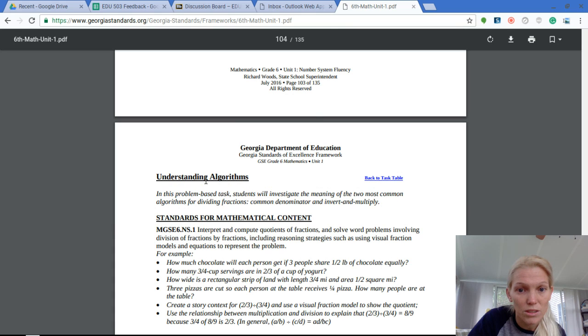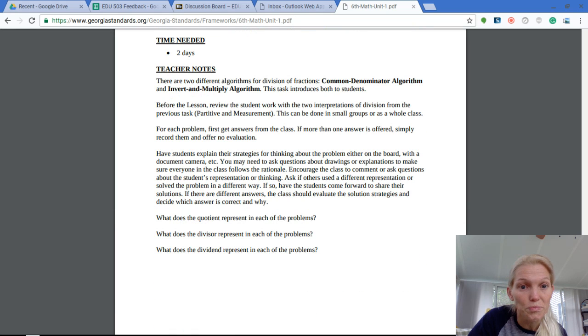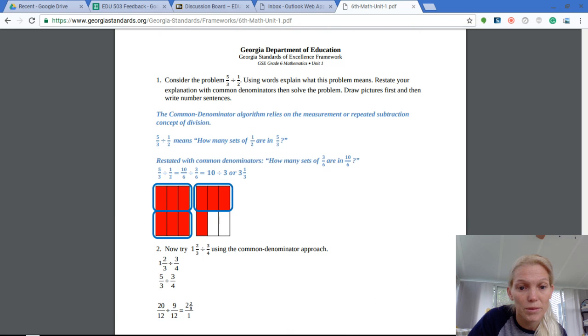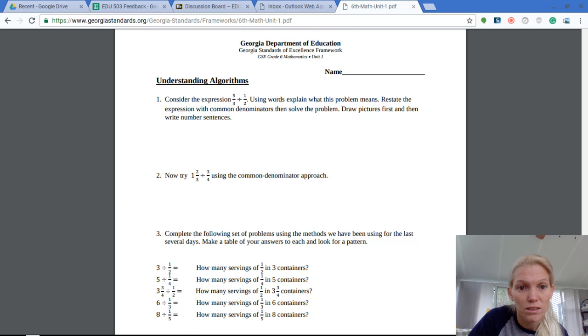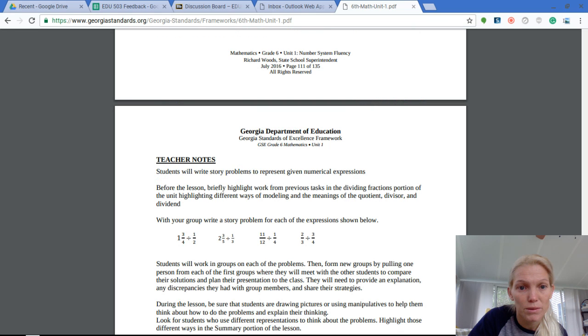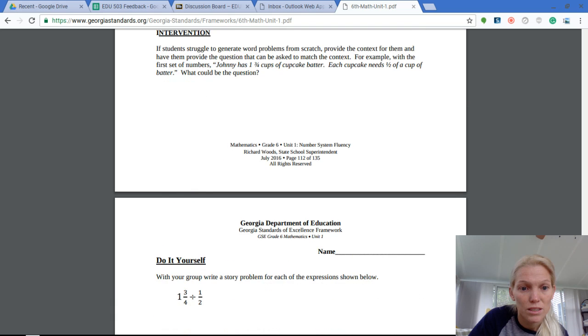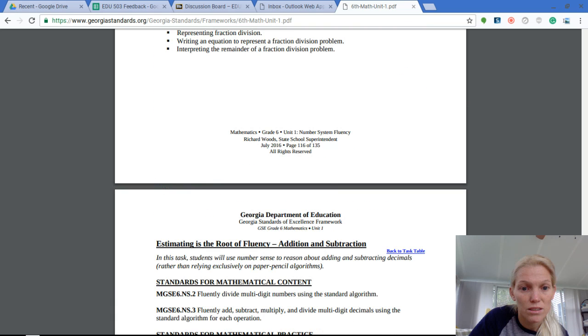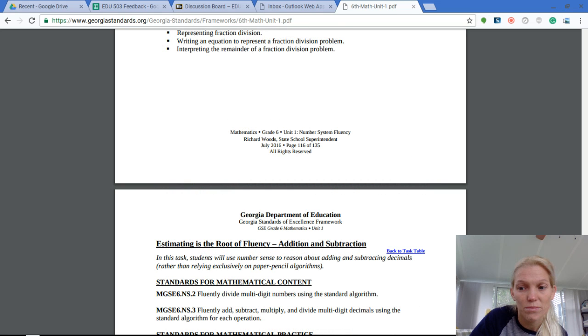Okay, so this would be the start of understanding algorithms. What you're going to look for, it shows you the standards. That's for Georgia, so you've got to make sure that they're appropriate with the Common Core. Not that one. There was one that has it before. There's a couple of them. Oh, I just saw it.